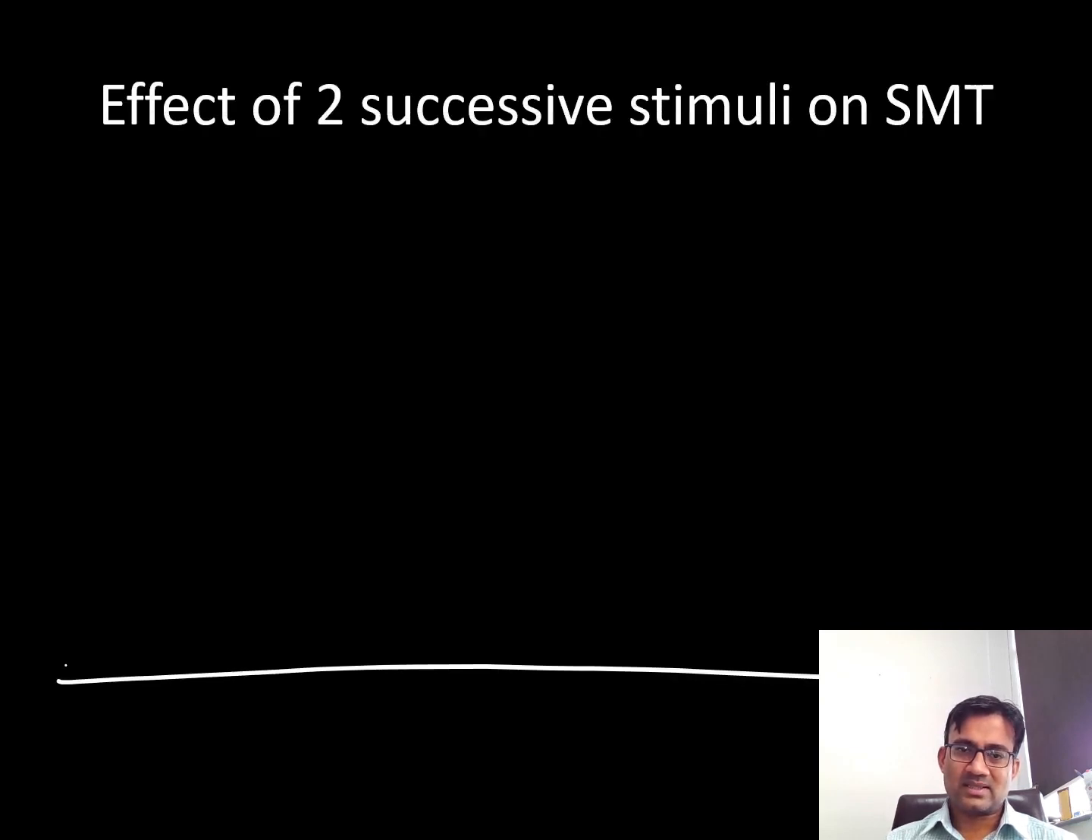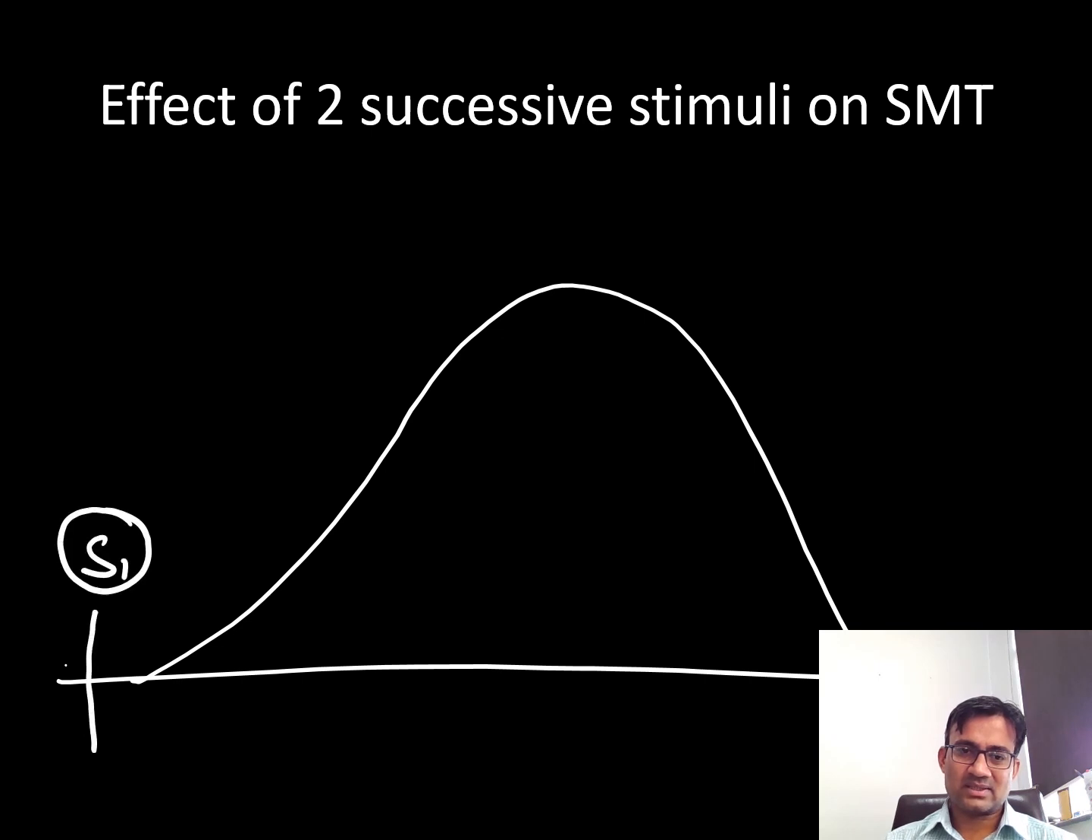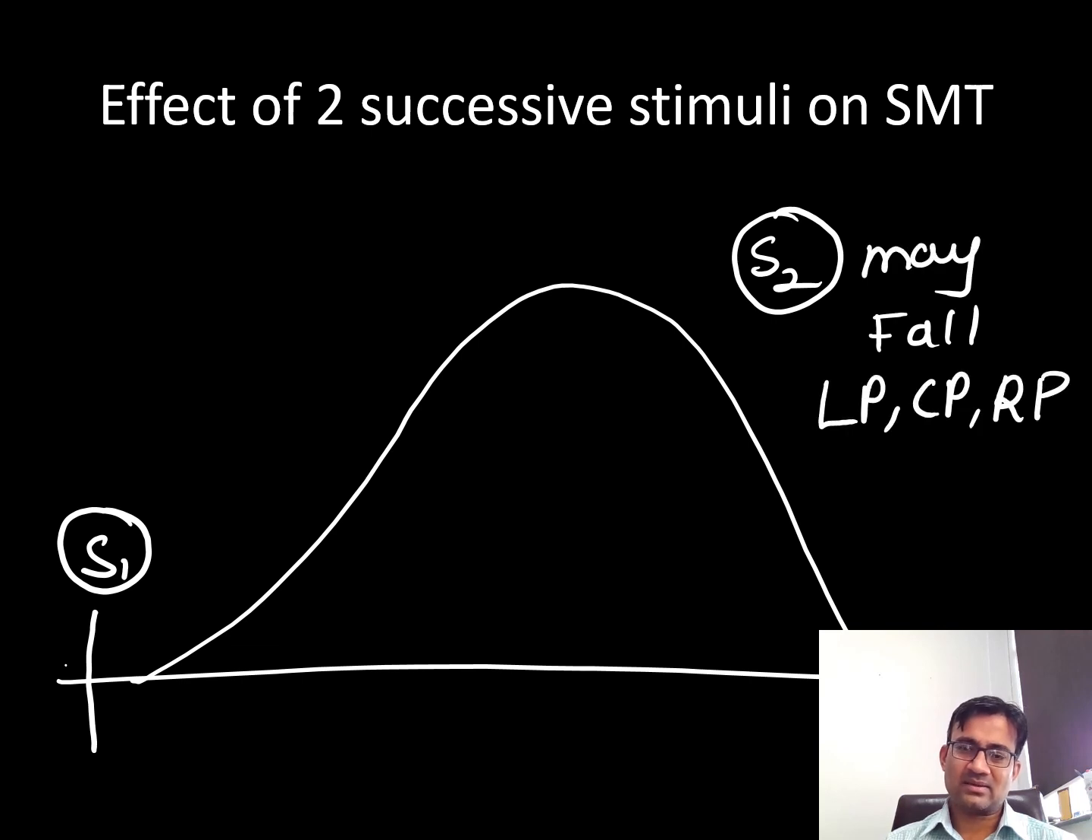We will see now. See, again a simple muscle twitch is there. This is S1. Now the second stimulus can fall anywhere: it may fall in the latent period, contraction period, or relaxation period, depending on the distance between the two projecting strikers.